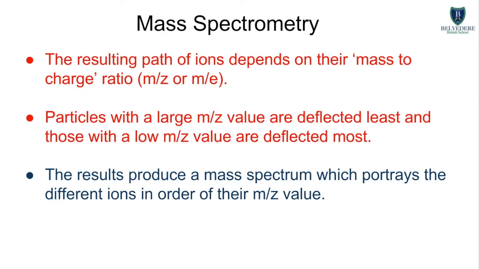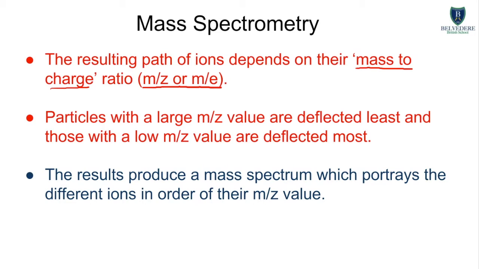Okay, the path that the ion is going to take when it is deflected is all going to depend on something called its mass to charge ratio. And you may see this written as m/z or m/e. Particles with a very large mass to charge value are going to be deflected the least in the mass spectrometer, and those with a low m/z value are going to be deflected the most.